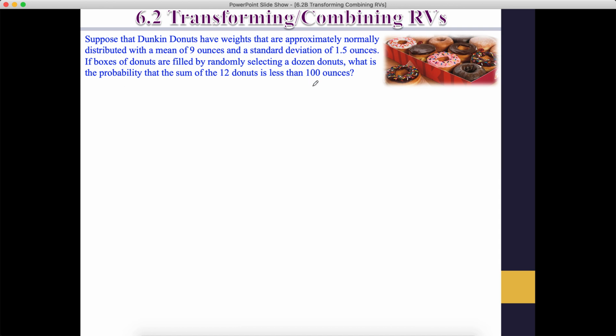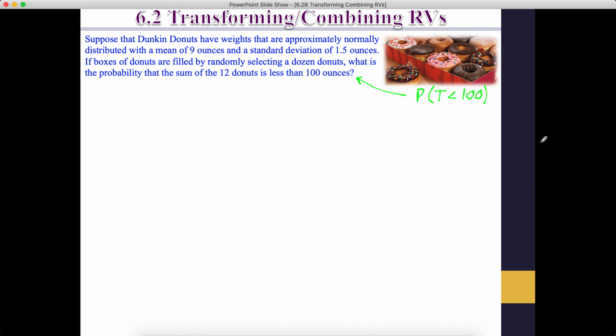But suppose that Dunkin' Donuts have weights that are approximately normally distributed, the mean of 9 ounces, standard deviation of 1.5 ounce. I imagine some toppings and icings are heavier than others. If boxes of donuts are filled by randomly selecting a dozen donuts, what is the probability that the sum of the 12 donuts is less than 100 ounces? So right away, we should acknowledge what we're trying to find is this. Probability that, let's say, t for total again, is our total random variable, that t is going to be less than 100.